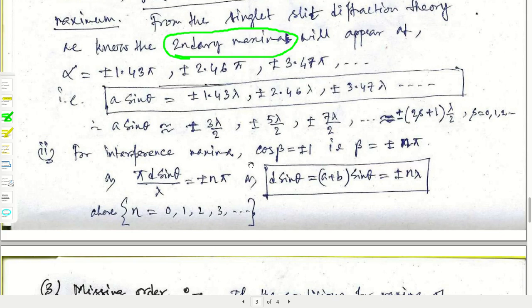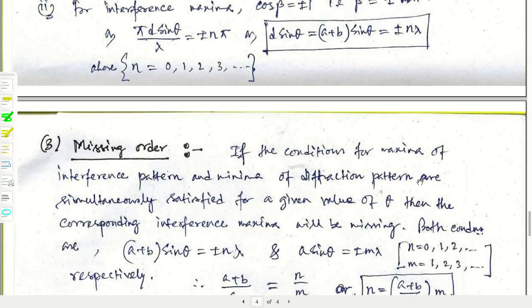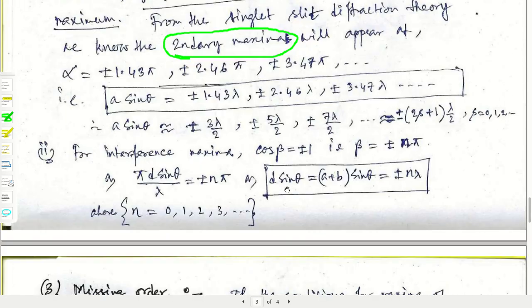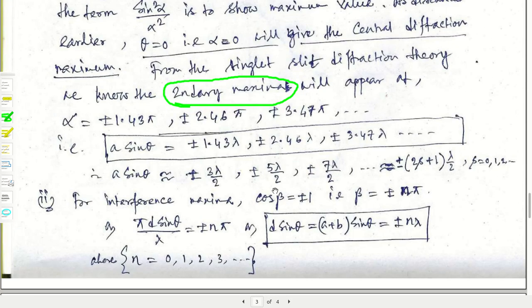And for interference maxima, you know that cos beta should be plus minus 1, so that cos squared beta is maximum, that is 1. So beta will be plus minus n pi, where n can be 0, 1, 2, 3, any integer value. So it will give you (a plus b) sin theta is equal to plus minus n lambda. It is the maxima condition for the interference, you know this. So nothing new conditions we have found, because we are dealing with the interference and the diffraction in a very independent manner, but both of them can happen at the same time. There is no harm in the two maxima taking place at the same time.